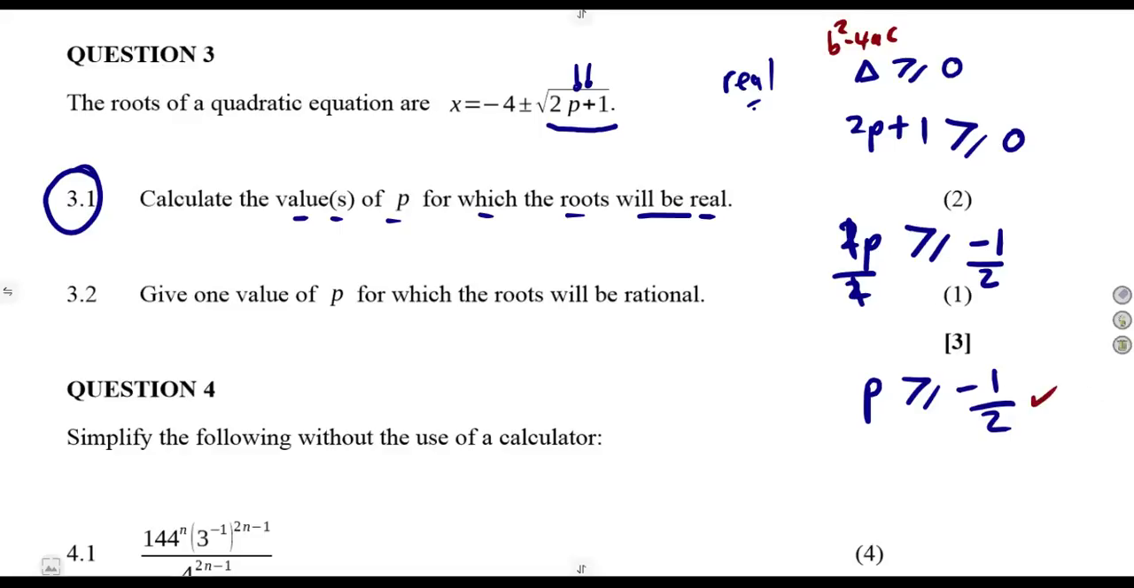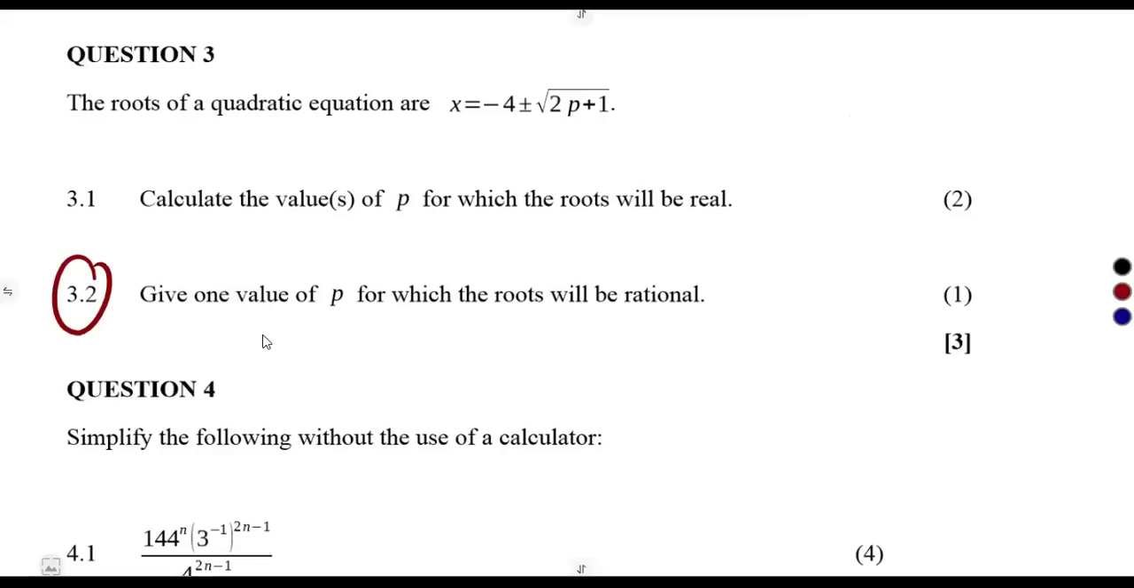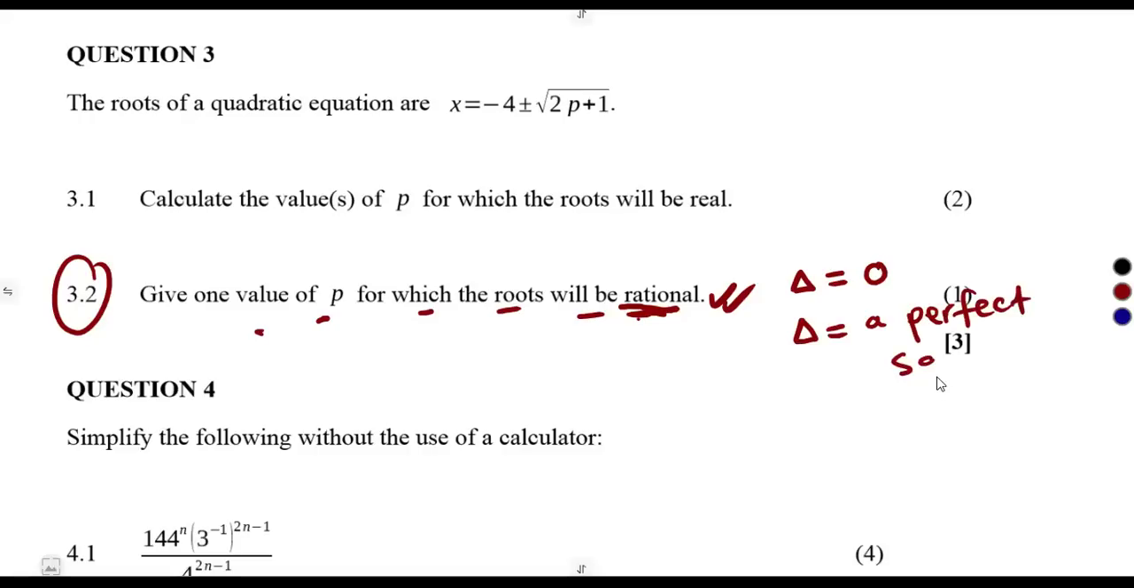Okay. Then considering the other part, give one value of p for which the roots will be rational. If we consider the nature of our roots, guys, whenever the answer is rational, you will see that it's only on two conditions: where our delta is equal to 0, or where our delta is equivalent to what? A perfect square. Those are the only two conditions that can give us rational solutions.